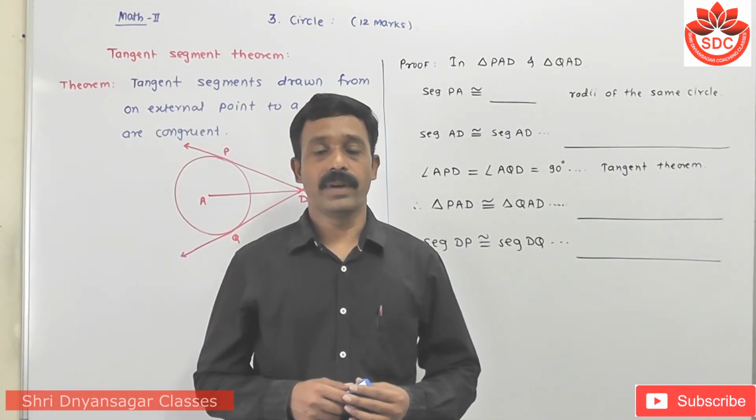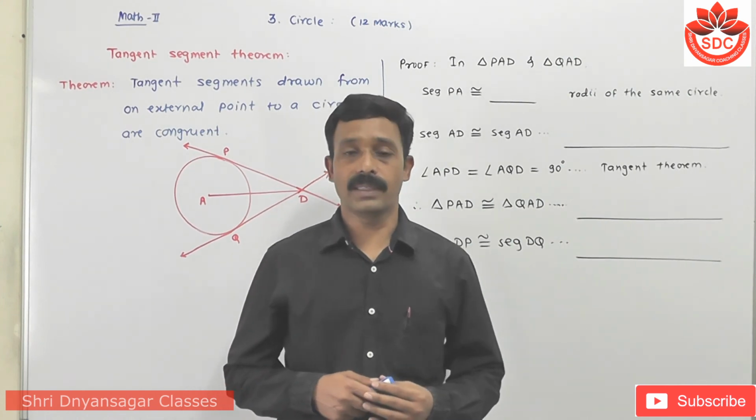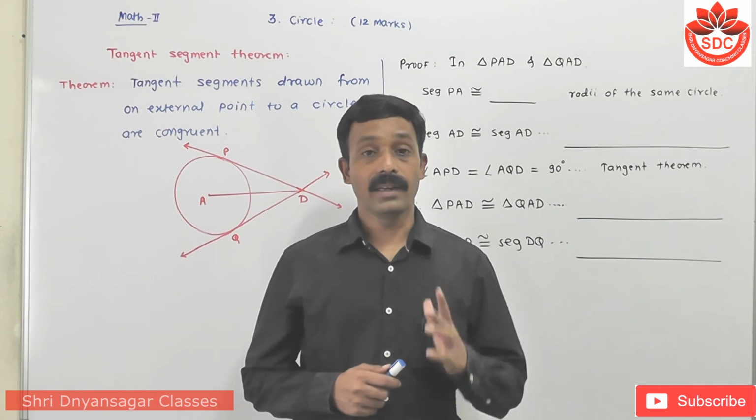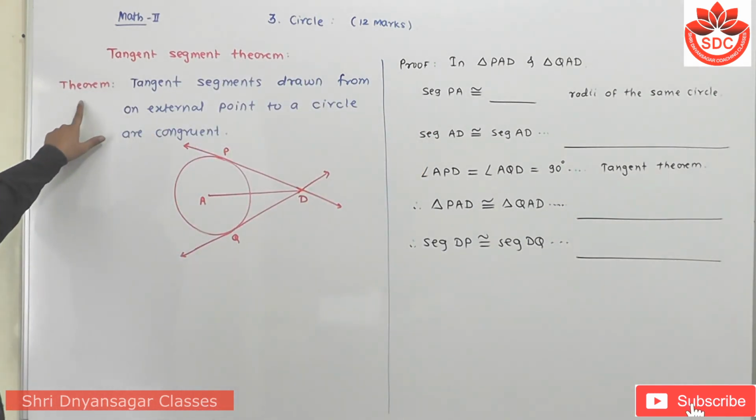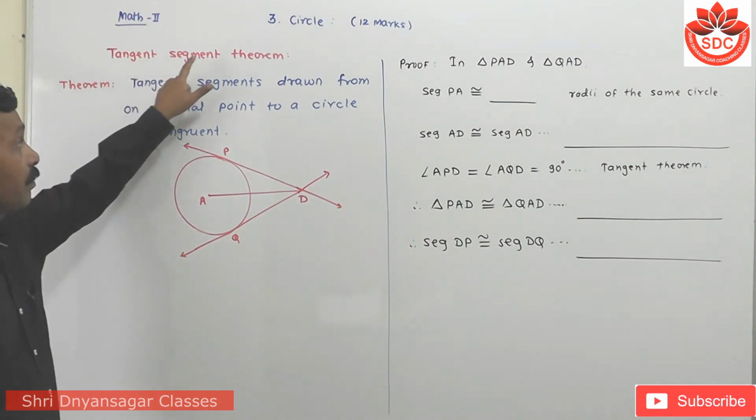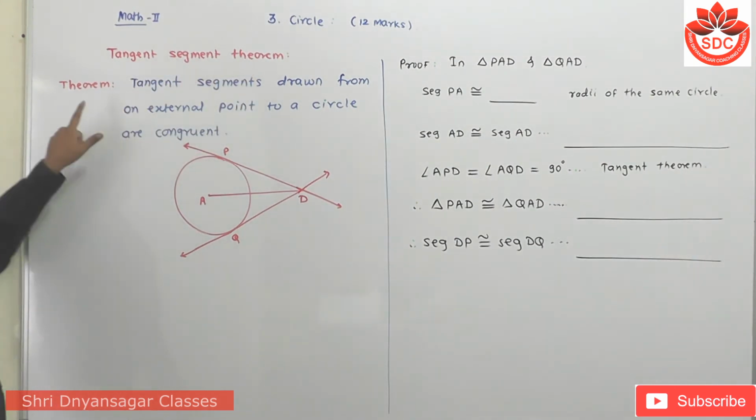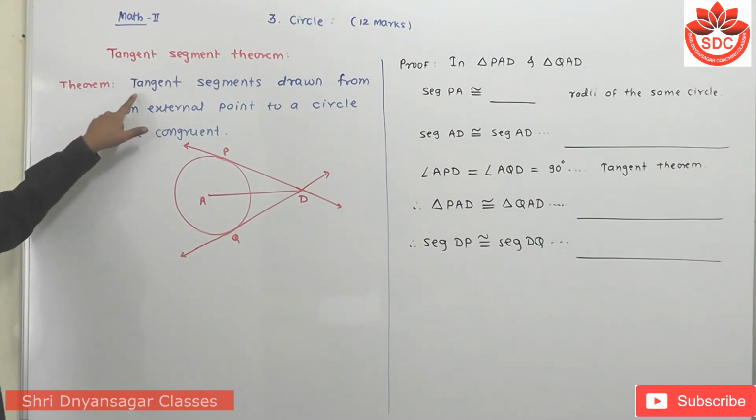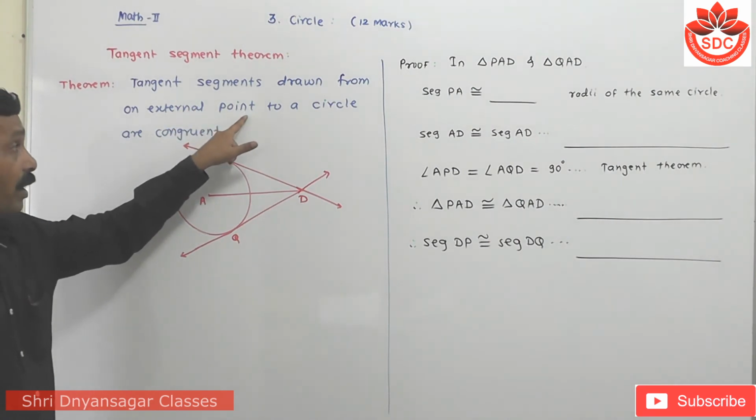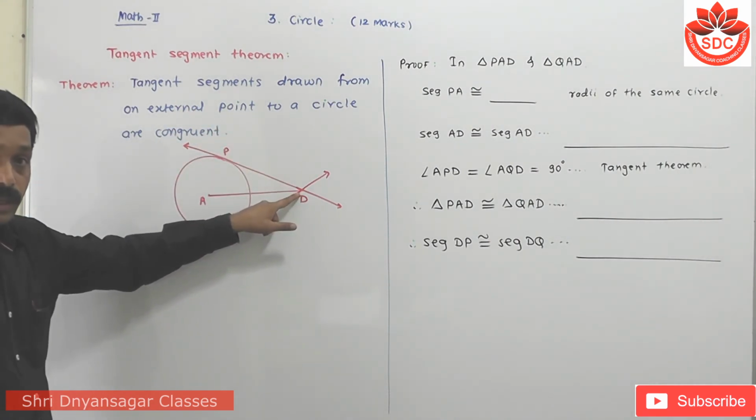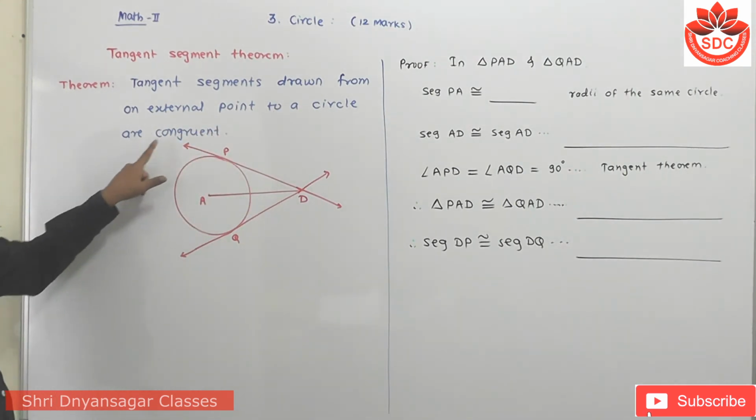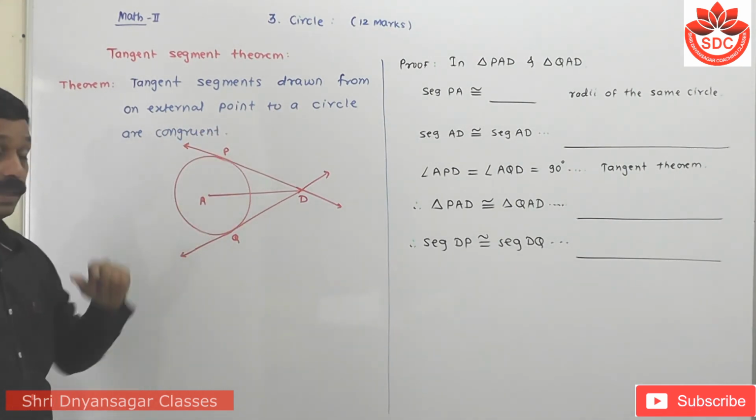The next theorem, very important theorem. This is the activity based theorem. Now the theorem is that tangents drawn from external points are equal. The name of that theorem is tangent segment theorem. The statement is: tangent segments drawn from an external point to a circle are congruent.